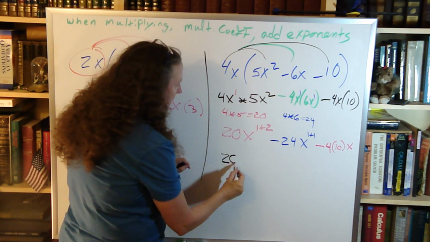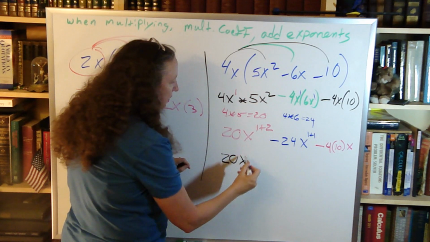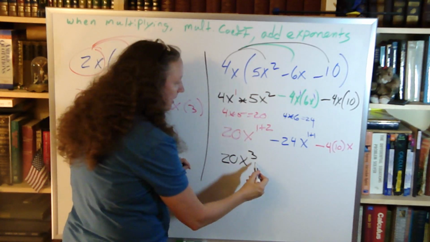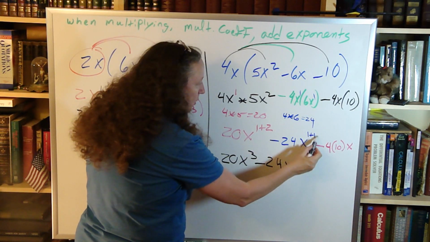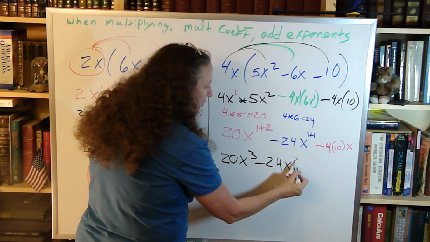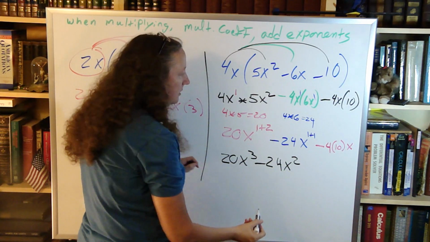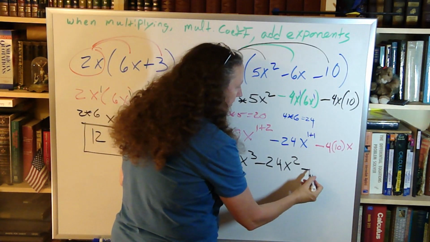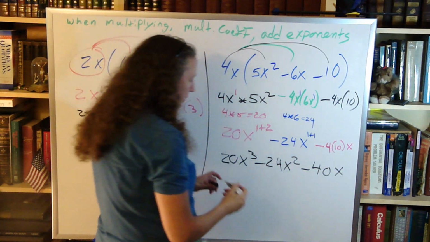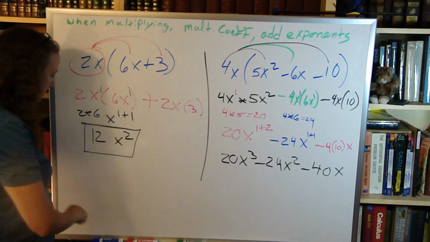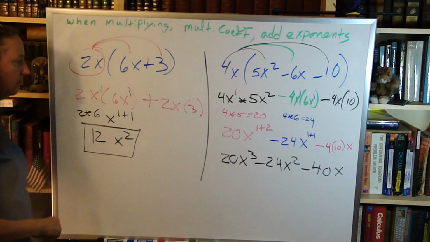So I have 20x to the 1 plus 2 is 3, minus 24x to the 1 plus 1 is 2, minus 4 times 10 is 40, and that had only 1x on it. So that problem is now done.